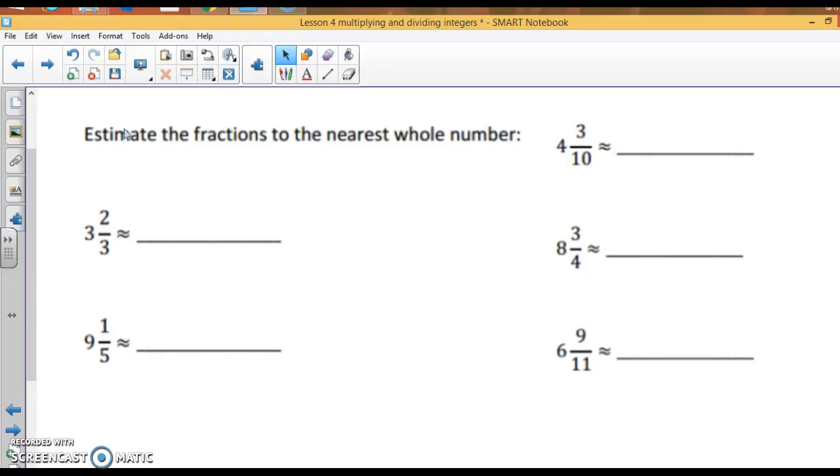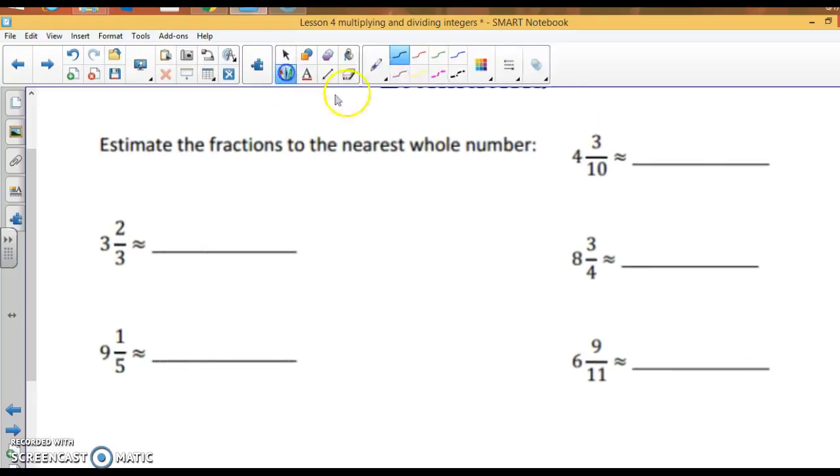So when you're doing this, 4 and 3/10, you're basically thinking to yourself, 3/10, is that more than a half or less than half? Because remember, 0.5 or above, you round up, and if it's less than that, it stays the same. So this would be 4 and 3/10. 3/10 is less than a half, so it would round to 4.